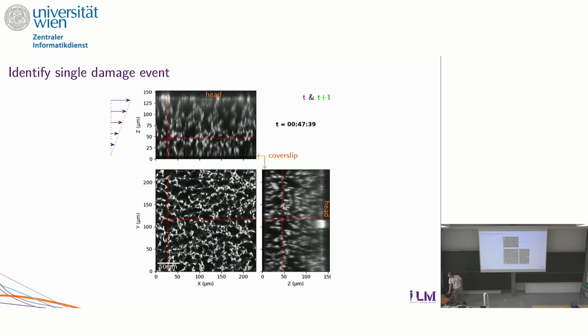So for that, I will show you another experimental picture where there is one diffuse damage event. Are you able to see it? I mean, hint, it's where the cross is.